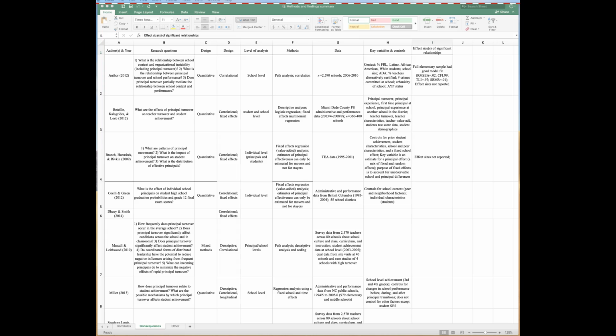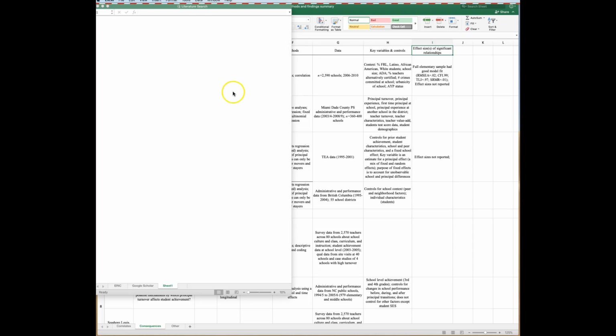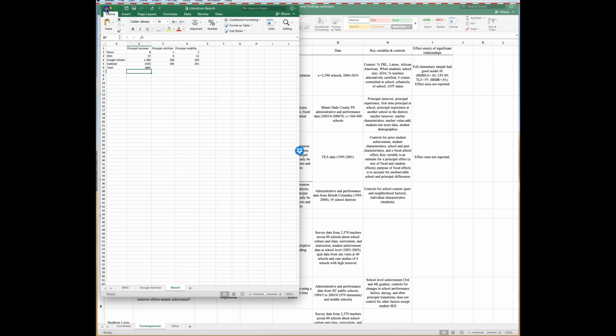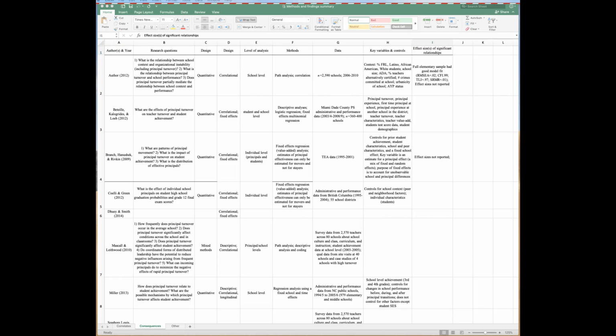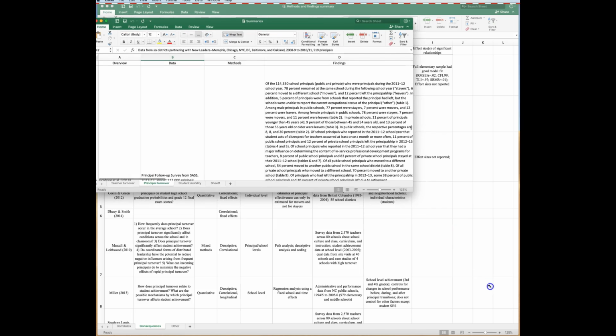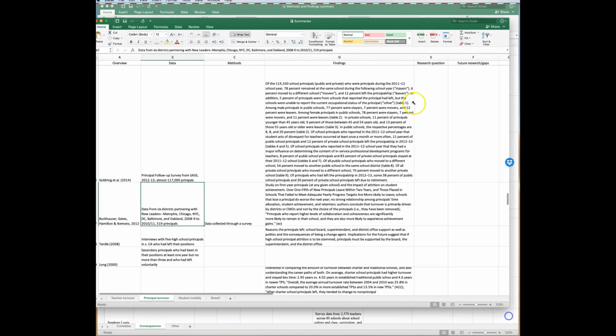Let's see, I'm trying to see if I have the original sheet that I used. I'm having trouble finding it. Description of studies, that's not it. We'll look at this. This one is very similar, although here, this is what I originally built.